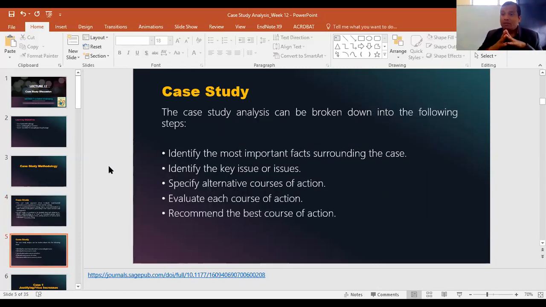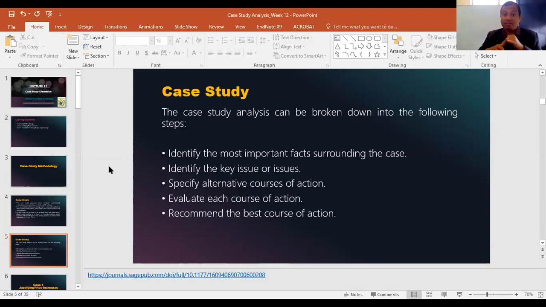Okay, so as I said, case study analysis asks you to follow certain stages, certain steps are involved. The case study analysis can be broken down into the following steps. These five steps are more generic, more general, and simple to understand for you.